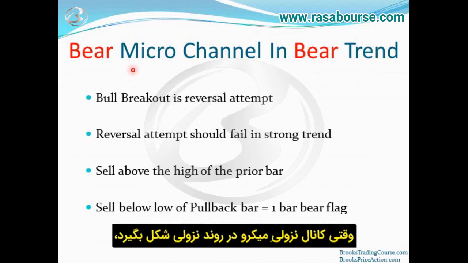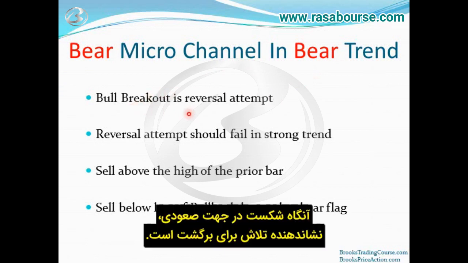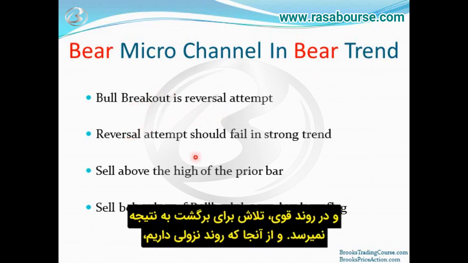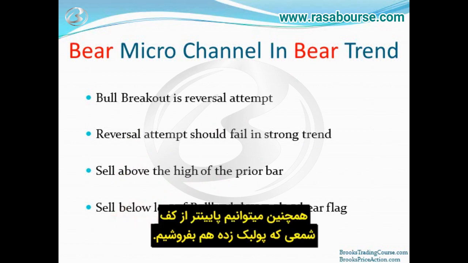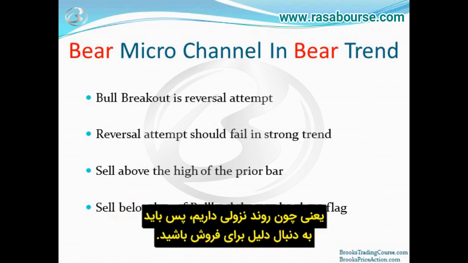A bear microchannel and a bear trend. The bull breakout is a reversal attempt. Reversal attempts should fail in strong trends. Here we have a bear trend, so you sell above the high of the prior bar, and you can also sell below the low of the pullback. Since it's a bear trend, you have to be looking for reasons to get short.